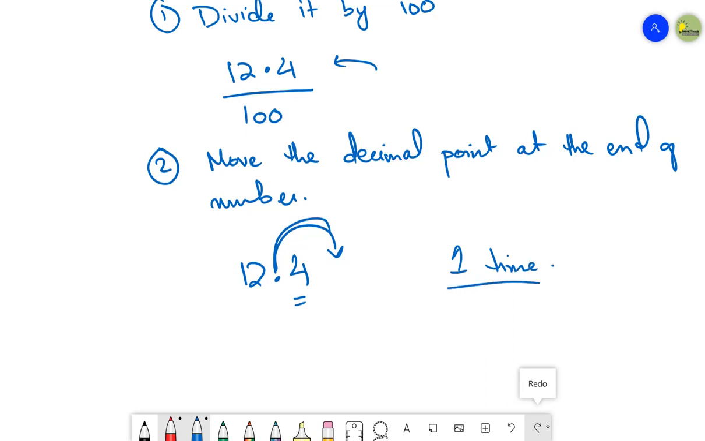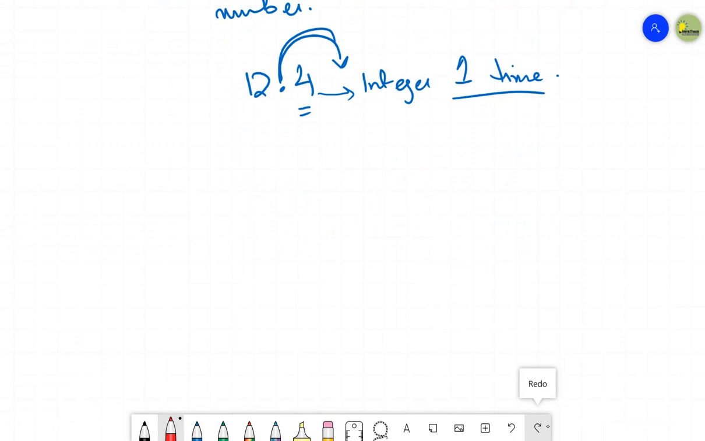This is very important. I am repeating, if you are dealing with a decimal number, the first step will be to divide by 100, and in the second step you have to move your decimal point to the end of the number. Why? Because we want to convert this decimal into an integer so that the calculation can become easier, right? So just look at the number. This is 12.4.